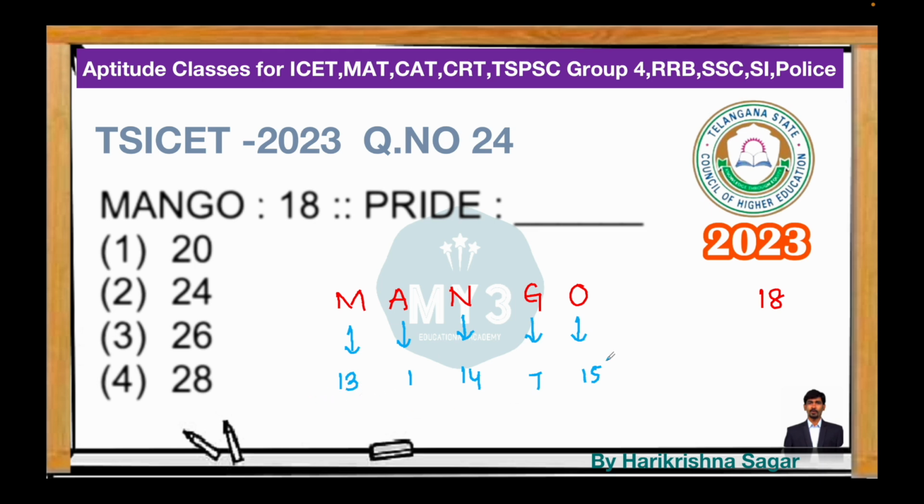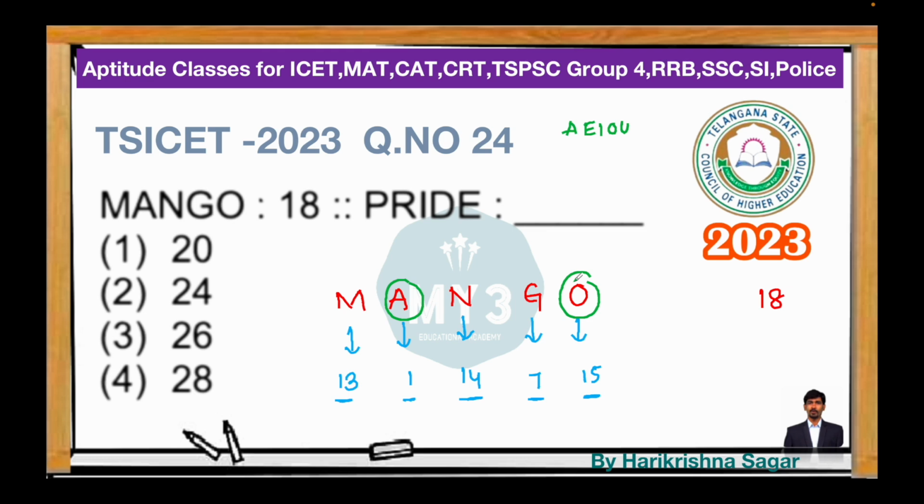So now, what is the sum of these numbers? 13 plus 1 is 14, 14 plus 14 is 28, 28 plus 7 is 35, 35 plus 15 is 50. But they have taken it as 18. So this is a lesser number than the addition of these. So maybe some subtraction might be happening here. What is happening exactly, I am trying to understand now. To understand this, please observe one important point here. Are there any vowels available here? What are vowels? A, E, I, O, U are the vowels. You observe here, A and O are the vowels available here.